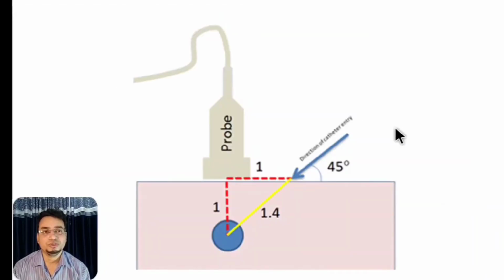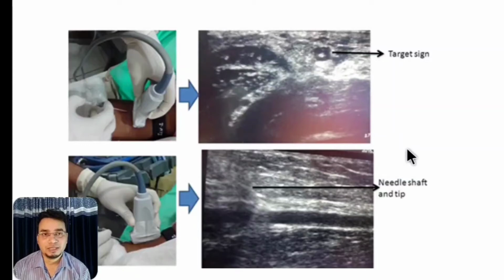So how do you do it? You put a probe over the vein and direct the needle at 45 degrees targeting the vein. The probe we use is the linear probe, which has high frequency and short wavelength and is very commonly available with all ultrasound machines.